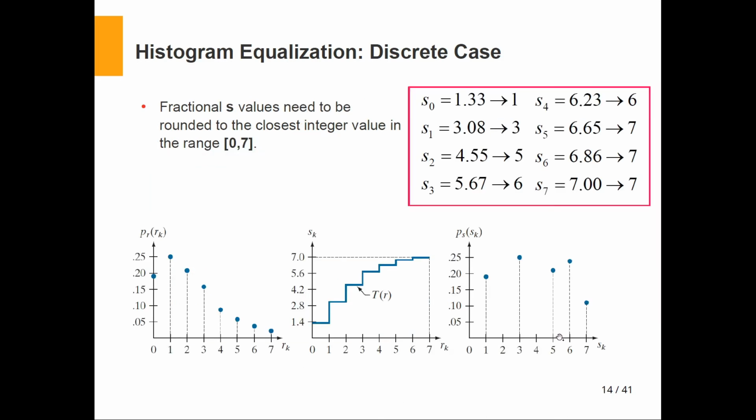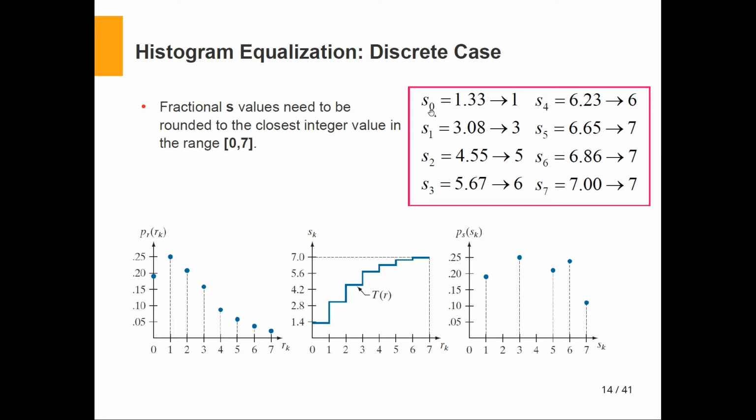So the next step would be to round these values for S to the closest integer value in the range 0 to 7. So 1.33 becomes 1, 3.08 becomes 3, 4.55 becomes 5, and so on and so forth. So now we have calculated the intensity values of the output image and basically the mapping from the input image to the output image.